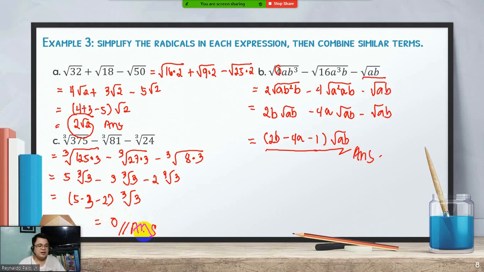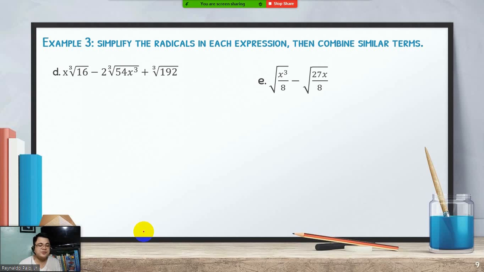Okay? Next, let's proceed. Letter D. x cube root of 16 minus 2 cube root of 54x cube plus 3 cube root of 192. Same thing. We will be factoring. So x cube root of 2 factors of 16 wherein one is a perfect cube. We have 8 and 2.